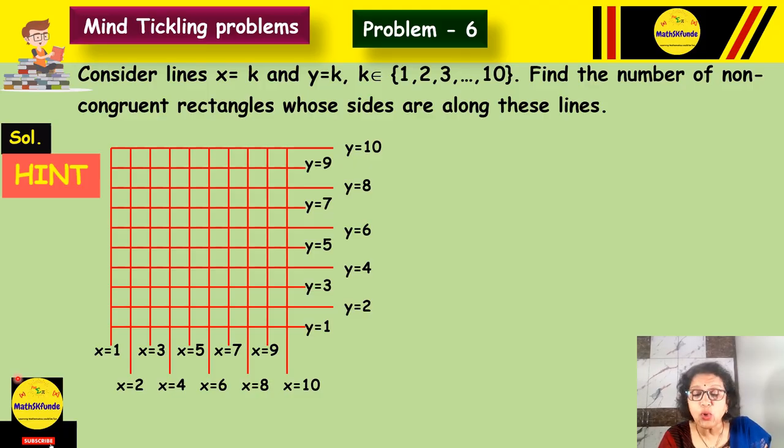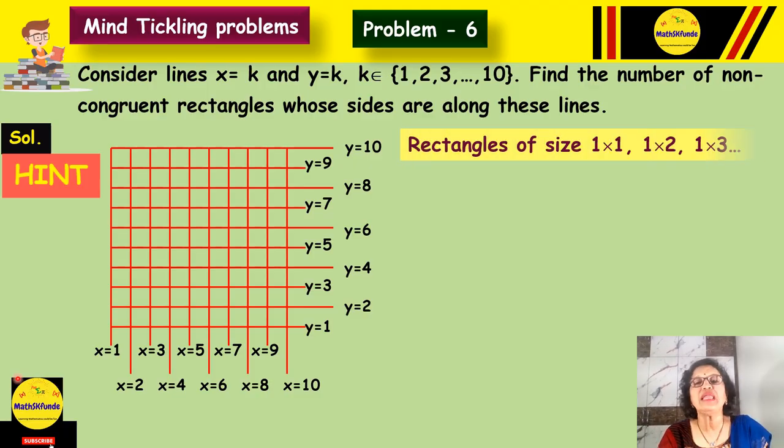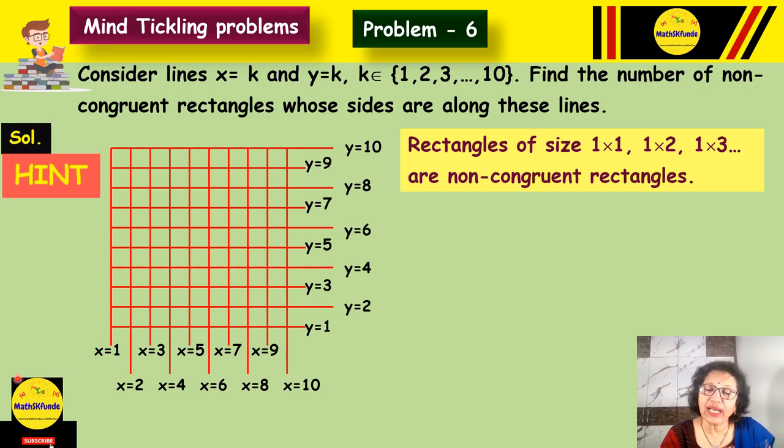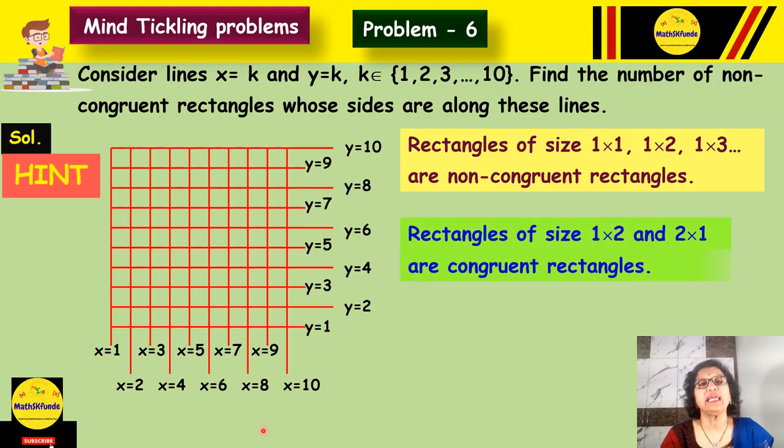What I mean by non-congruent rectangles, I must first clarify. Congruent and non-congruent rectangles are what I want to differentiate. Now 1 by 1, 1 by 2, 1 by 3 sizes are different, so these are called non-congruent rectangles. But if you take rectangles like 1 by 2 and 2 by 1, then I would consider their sizes the same. So such rectangles are called congruent rectangles. I hope you have now understood the difference between congruent and non-congruent rectangles, and what we are searching for. We are searching for the number of non-congruent rectangles.